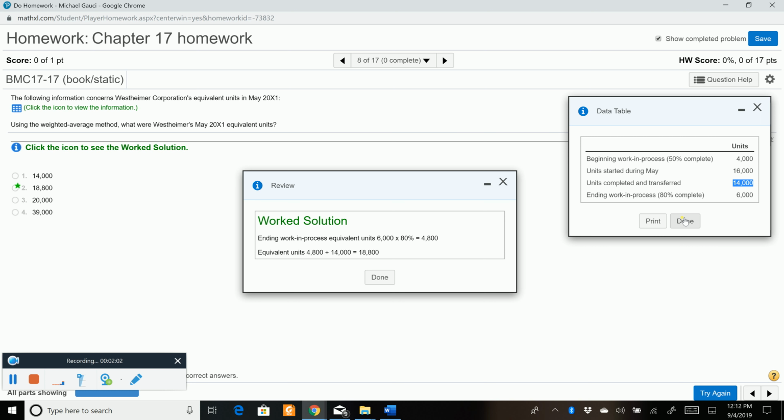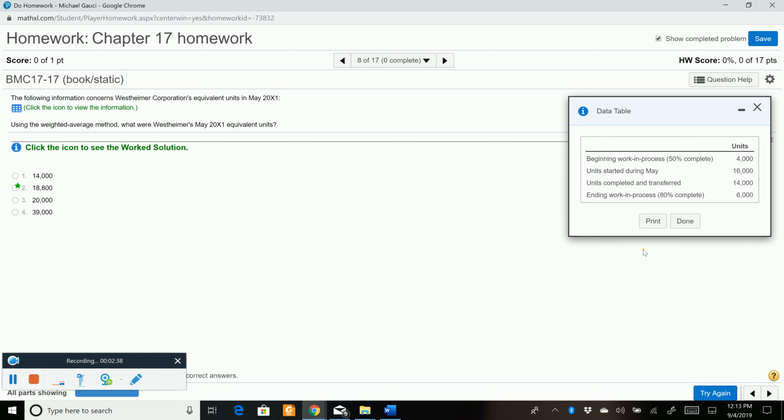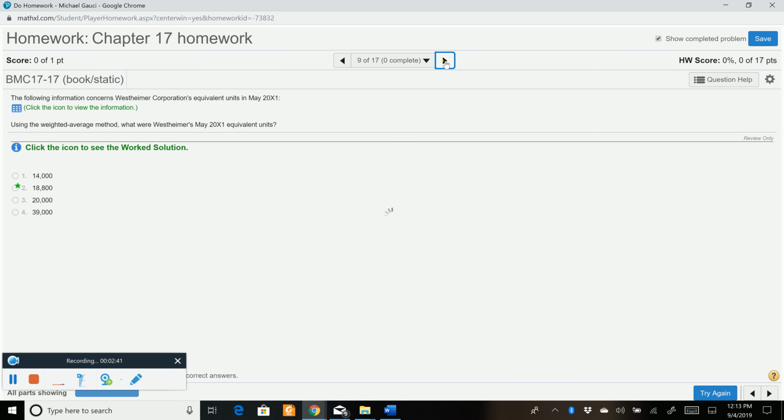That is the reason why we were able to move them along. So we will take the units completed and transferred, the number of units times the percent complete, which is 100%. So 14,000 times 100% equals 14,000, plus the ending WIP, the physical units, times the percent deemed complete, which in this example is 80%. So 6,000 times 80% equals 4,800. If we take the 4,800 and add it to the 14,000, we get equivalent units of 18,800. So that is the answer there. Very simple warm-up question.